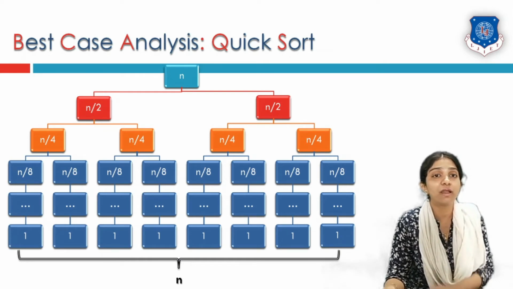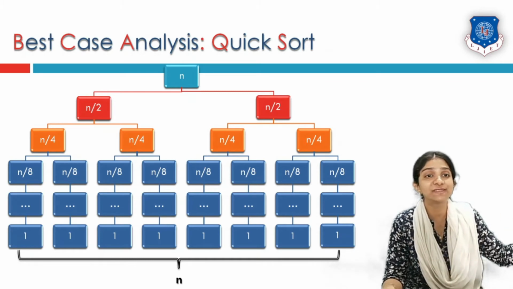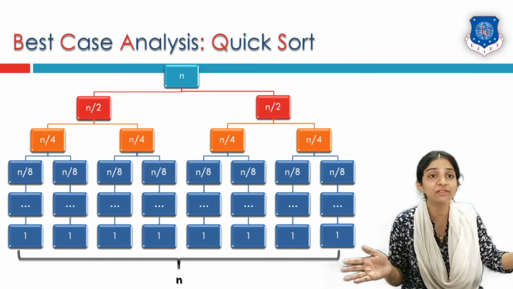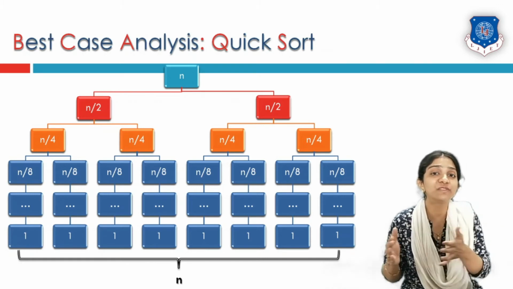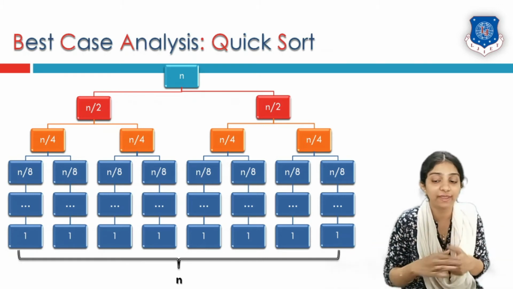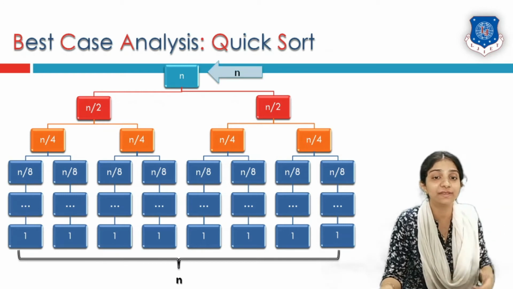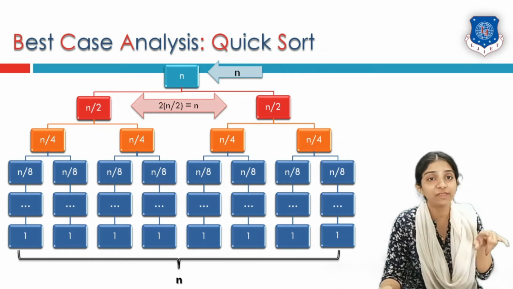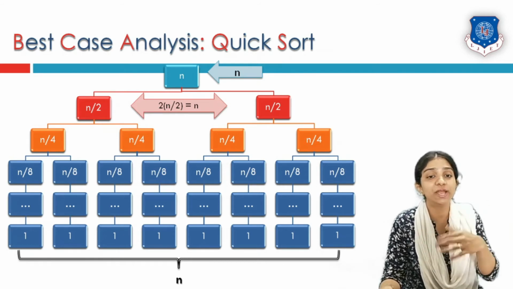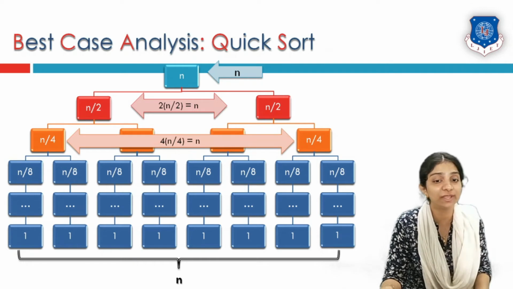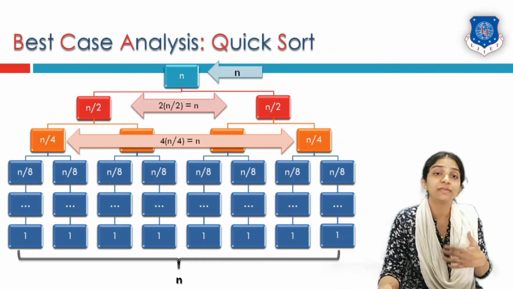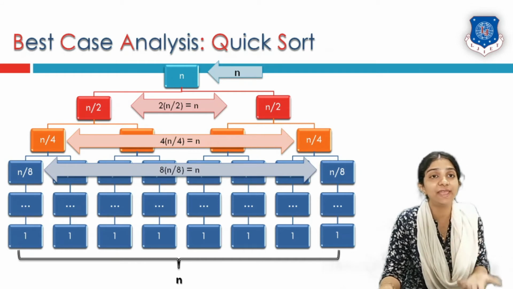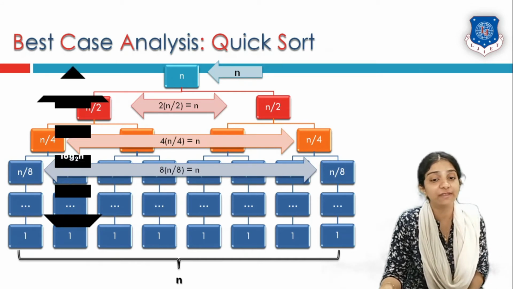So how many 1-element sublists will be generated? Of course there are a total of n elements. So how many sublists of size 1 will be generated? n. And how many levels are there? At the first root level there are n steps. At the second level n/2 plus n/2, that is 2n/2, which is again equal to n steps. At the third level 4n/4 is equal to n steps. Then 8n/8, that is again n steps.